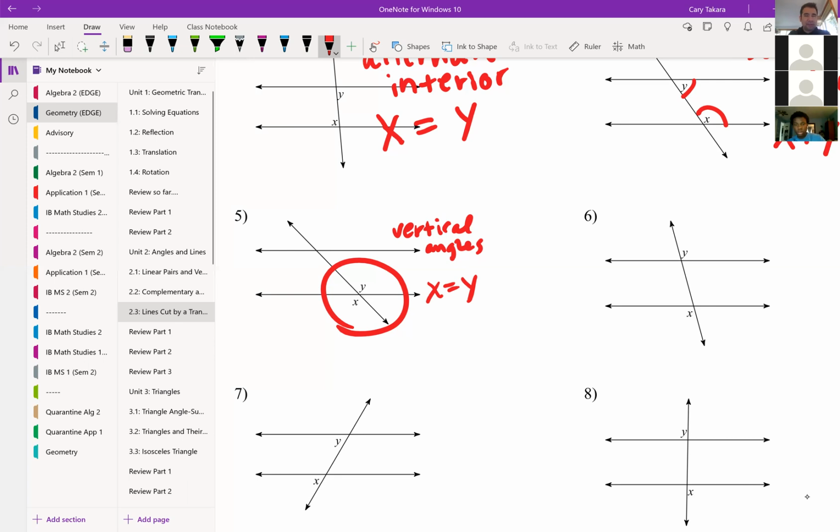Okay. Are you guys with me? Does anybody need more time to catch up on writing? You guys okay? All right, let's work on number 6. How about number 6? How would you name that?